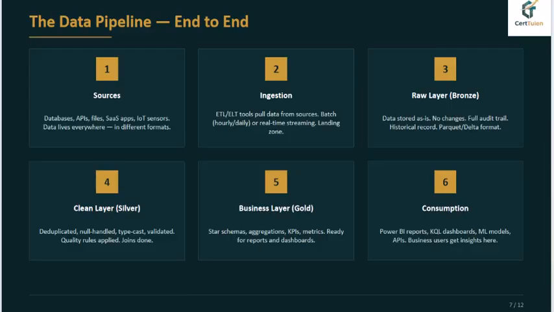Step 5, the business layer or gold. Star schemas, aggregations, KPIs, metrics. This is data that is ready for reports and dashboards.